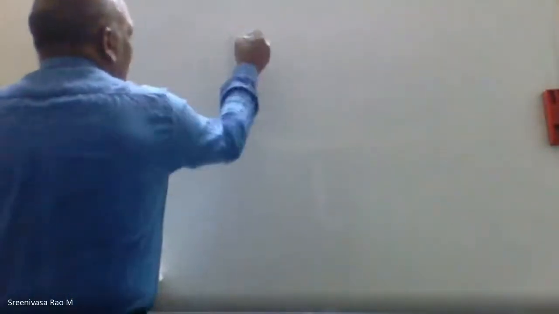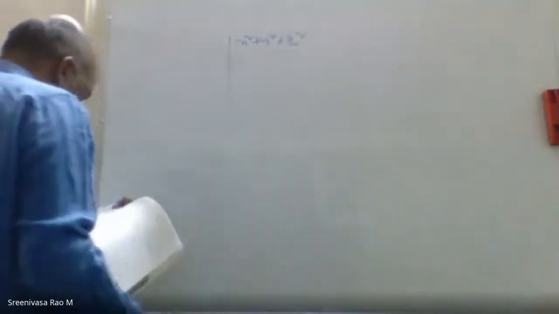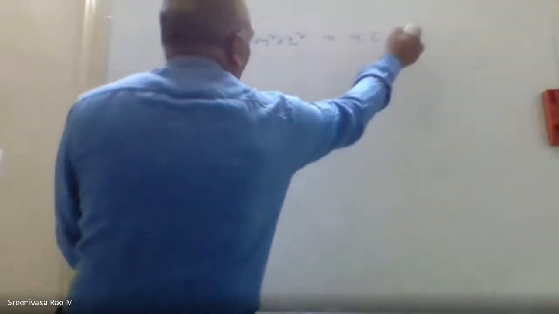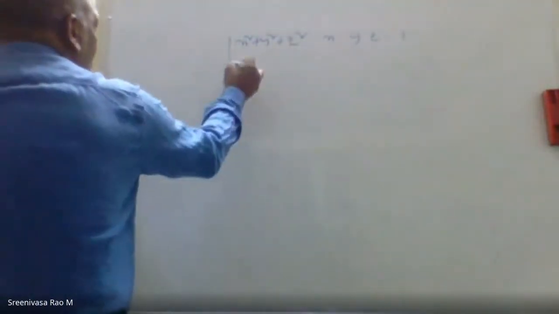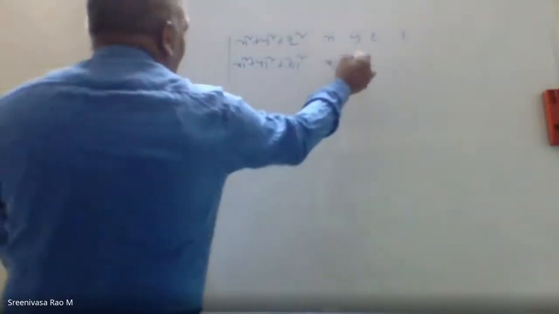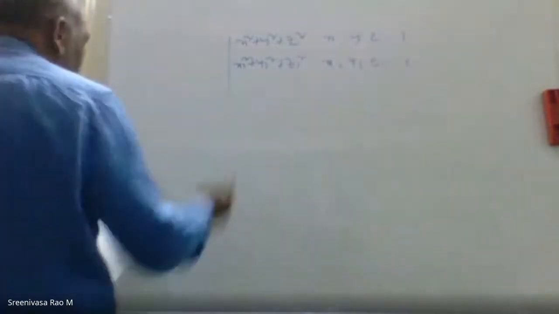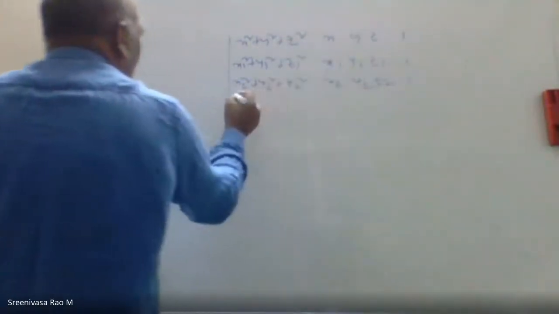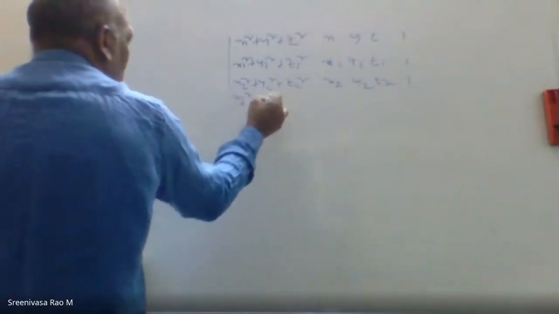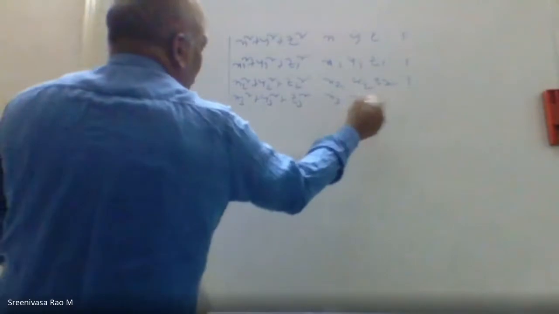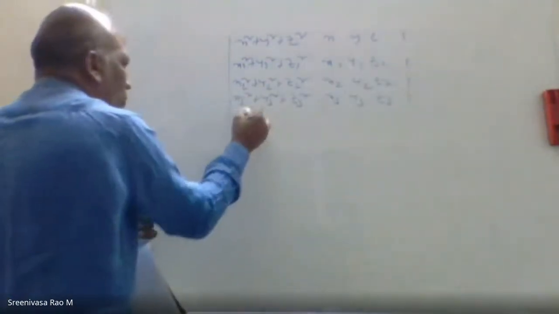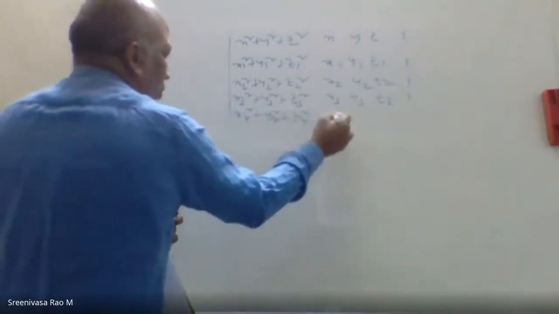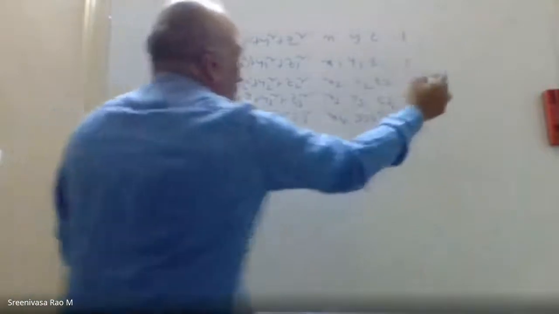The equation of the sphere is given by a determinant. The first row is x square plus y square plus z square, x, y, z, 1. The next rows are x1 square plus y1 square plus z1 square, x1, y1, z1, 1; then x2 square plus y2 square plus z2 square, x2, y2, z2, 1; then x3 square plus y3 square plus z3 square, x3, y3, z3, 1; and x4 square plus y4 square plus z4 square, x4, y4, z4, 1, which is equal to 0. So like this you will get the equation of the sphere if you know the 4 points.